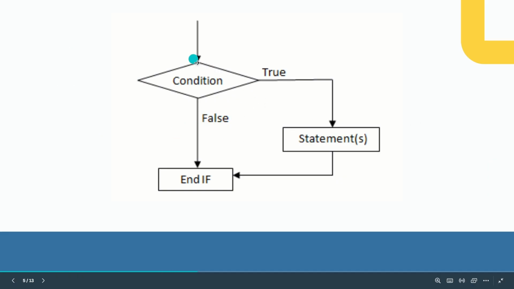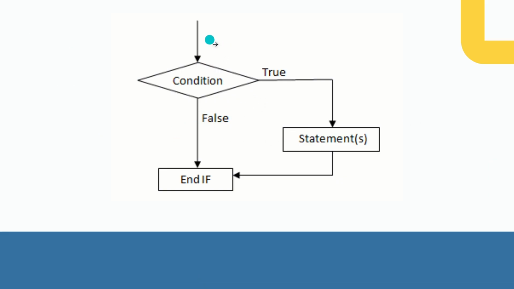So this is how the flowchart is for the if condition, where you have a condition. If the condition is true, then a certain set of statements is executed. It can be one or it can be many. And if the condition is false, then you reach the end of if. So after if, it can either be any normal statements or you can have elif, which we'll see. But before seeing elif, let's just see an example of the if statement using Python code.